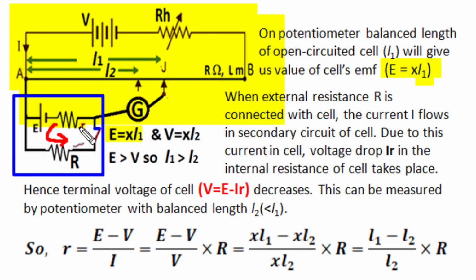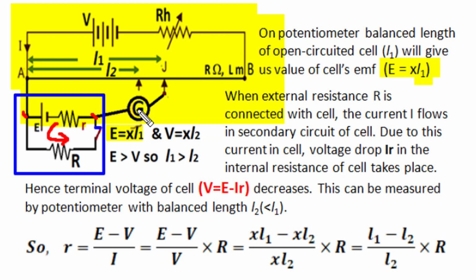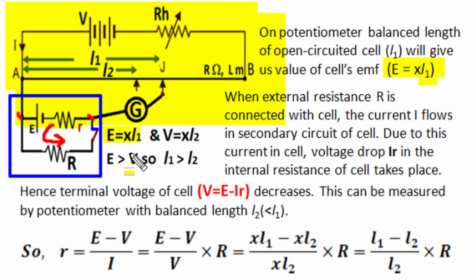Now the flow of current in this tertiary circuit also causes a voltage drop in internal resistance, and due to the voltage drop in internal resistance, the voltage available across the terminals of the cell gets reduced. This reduced terminal voltage of the cell gets balanced on the potentiometer wire at a new length L2. As terminal voltage is less than EMF, this new balance length L2 is less than the previous balance length corresponding to EMF.